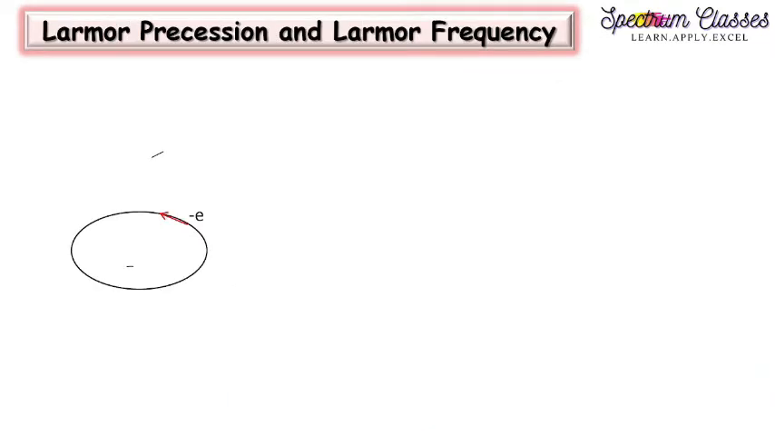Now moving further, here we are going to discuss Larmor precession and Larmor frequency. Since this orbiting electron behaves like a magnetic dipole, it has a magnetic dipole moment. And because of that magnetic dipole moment, when it is placed in an external magnetic field, it interacts with the external magnetic field.